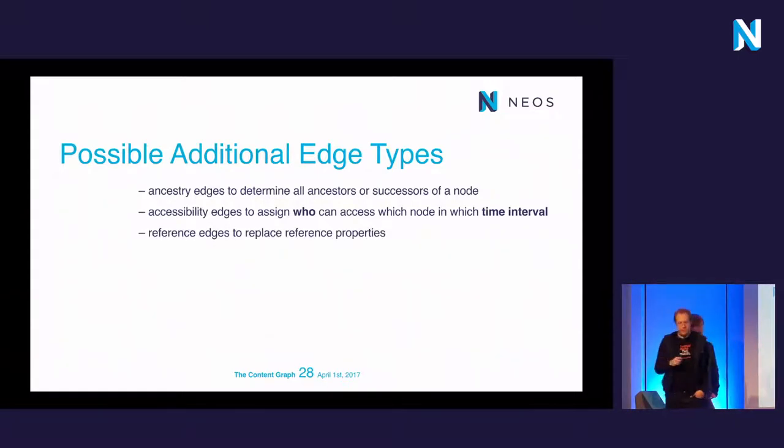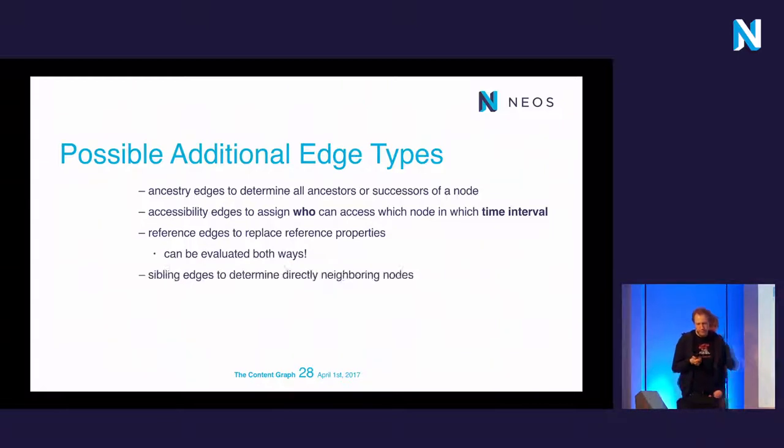Reference edges could replace reference properties. This is a nice thing because you can evaluate them in both directions. So you don't just know whom I'm referencing, but also by whom I'm referenced as a node. Sibling edges, that's kind of an edge case. If it's important to have your directly neighboring nodes, you just could do that chained list across siblings.